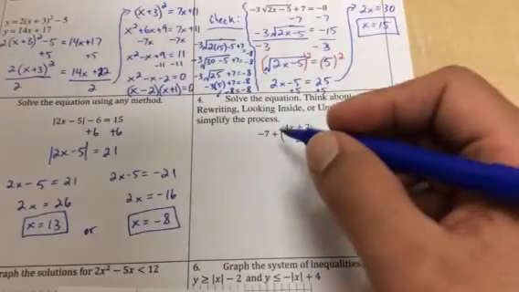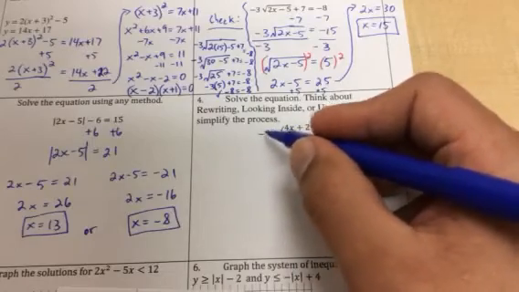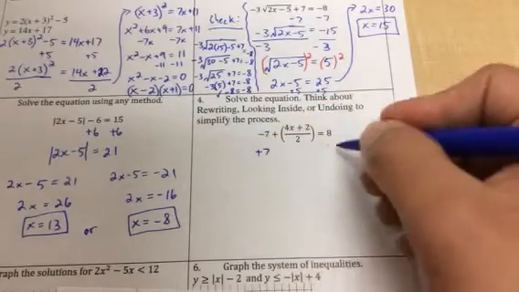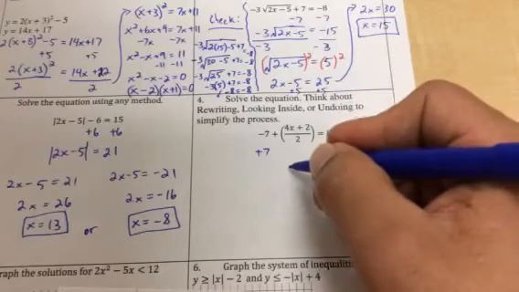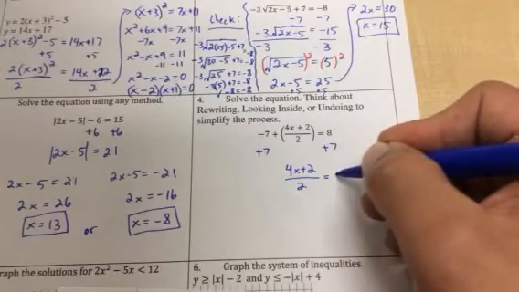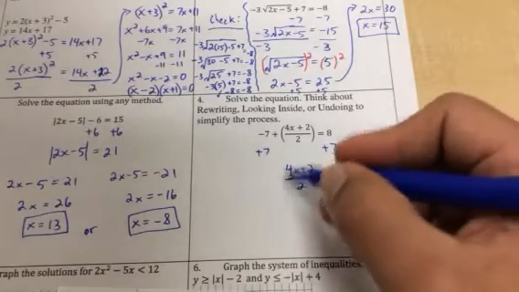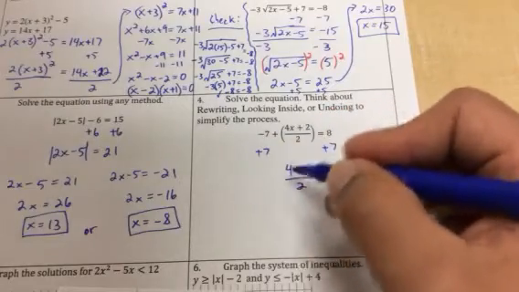For number 4, same idea here. So we want to start by getting rid of this outside. So we're going to add 7 to both sides here. We want to isolate this whole group. So we're going to end up with (4x plus 2) over 2 equals 15. I don't need the parentheses anymore because there's nothing being added or multiplied outside of this whole group.